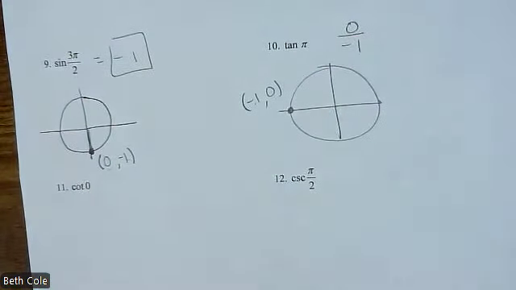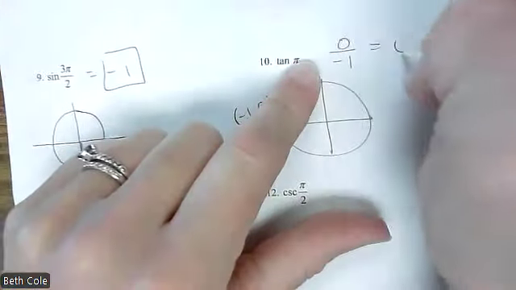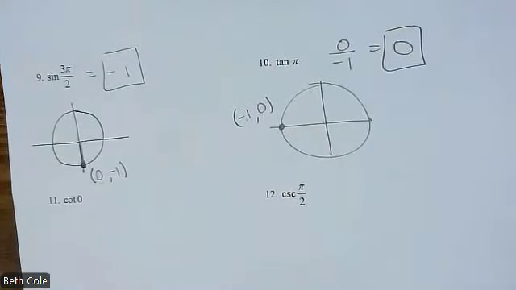Now here's where everybody loses their mind. It's either 0 or undefined. If the numerator is 0, it is just 0. If the denominator is 0, that's when you get an undefined because you can't divide by 0. Okay. 0. And when the denominator is 0, that's where you get an undefined.